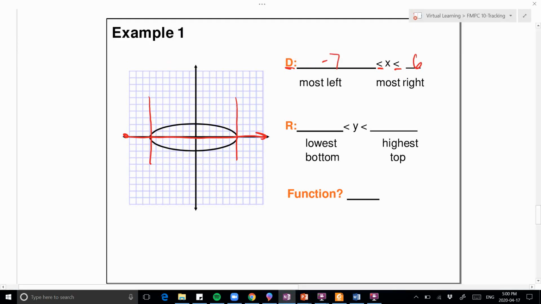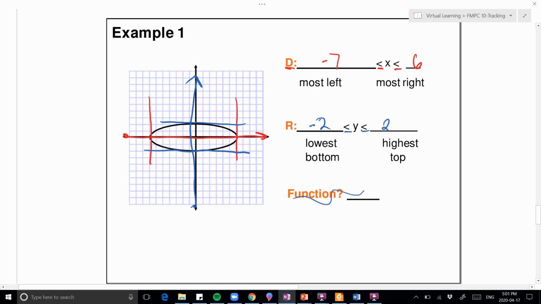And with my range, same thing. Bottom, remember starting at the bottom, moving to the top, looking for where that line hits. So I've got a -2, that's part of the data set, and I've got a +2, that's part.